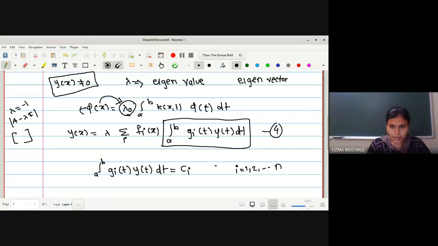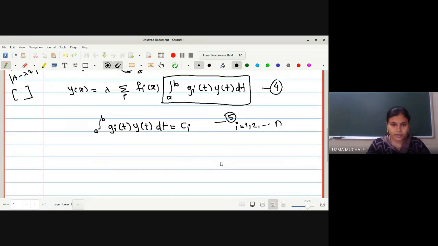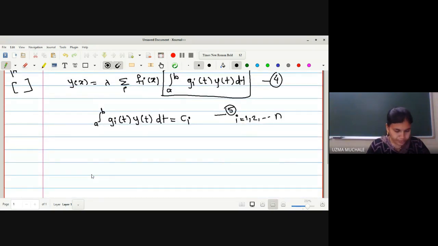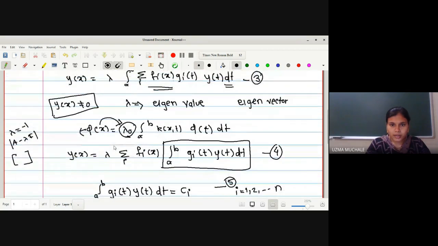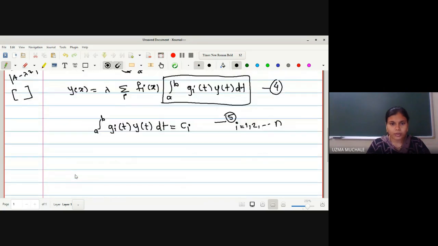Let us name this as equation 5. Why are we going to name it? Because later on we have to use all these equations. So now what will be equation number 3, or rather we can say equation 4? After using the value of equation 5, it will be lambda summation over i phi i of x. Now the value of this whole bracket is nothing but simply the constant c i.